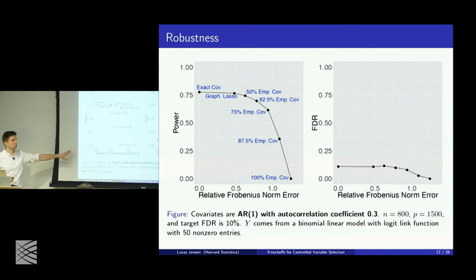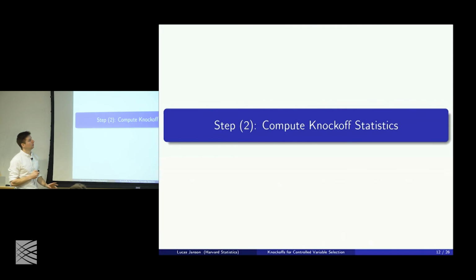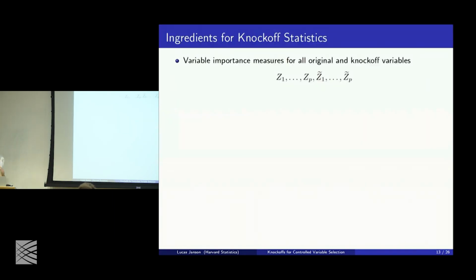This is just an empirical example. This is something we'd like to understand better theoretically. But I want to get to step 2 at least, because this is really at the heart of, I think, what makes knockoffs so exciting.